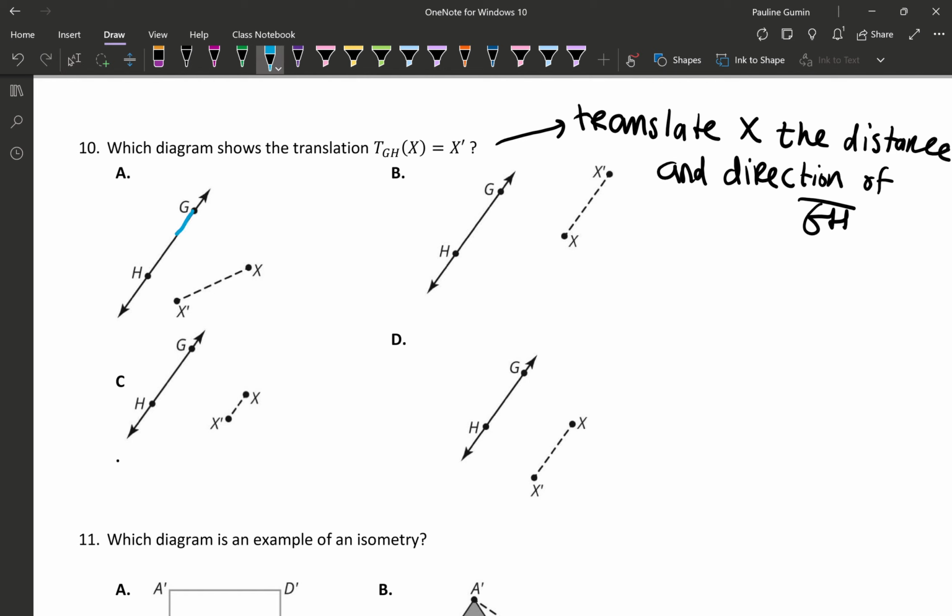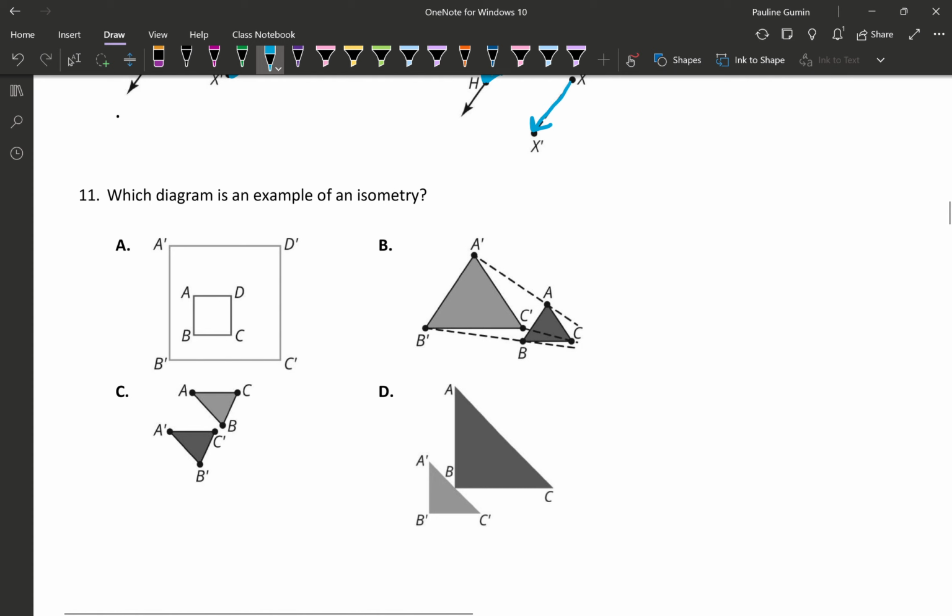All right, in letter A, GH goes this way, x to x prime goes like this. Although it looks like it's the same distance, it's not the same direction. Letter B, GH goes like this, x to x prime goes in the complete opposite direction. Letter C, G to H, x to x prime, too short. And then let's take a look at letter D, G to H, x to x prime. Same distance, same direction.